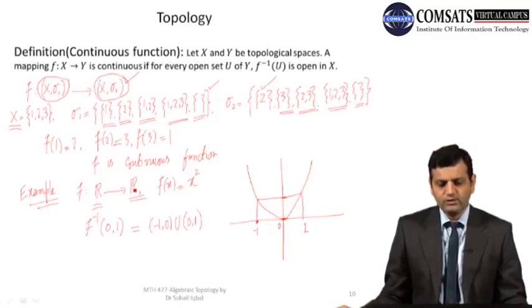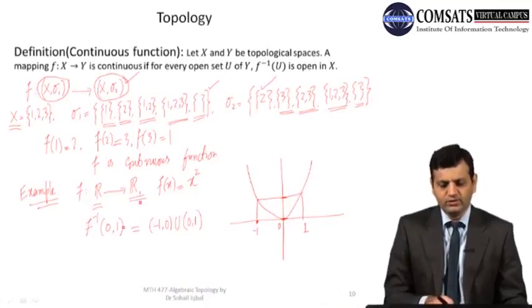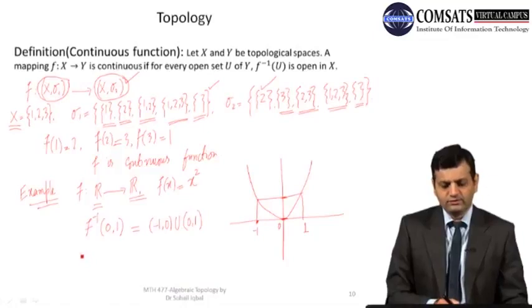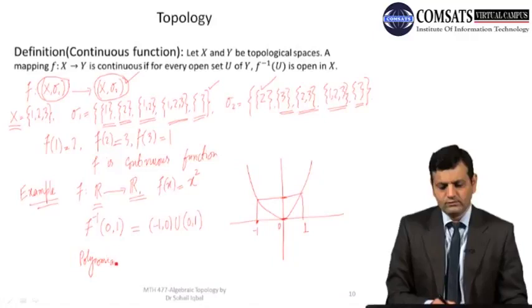In general, polynomials from R to R under the usual topology are continuous functions. So polynomials are continuous functions.